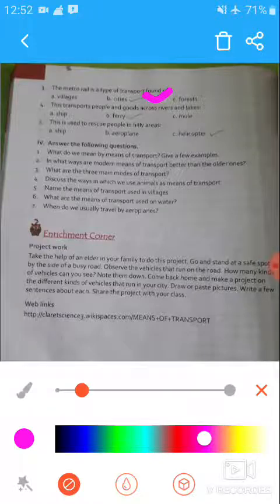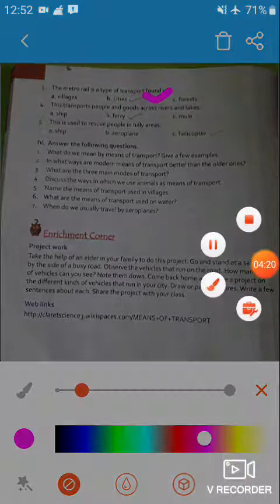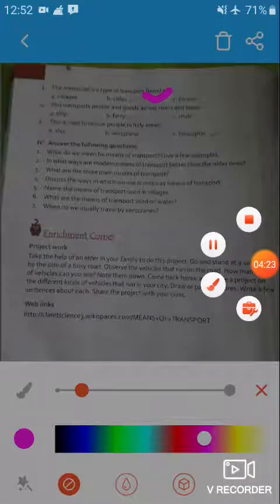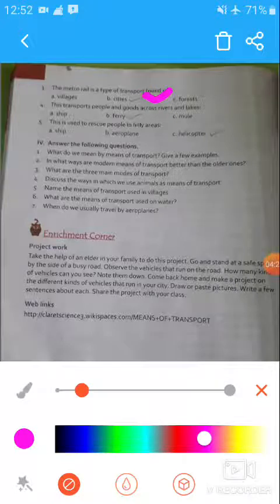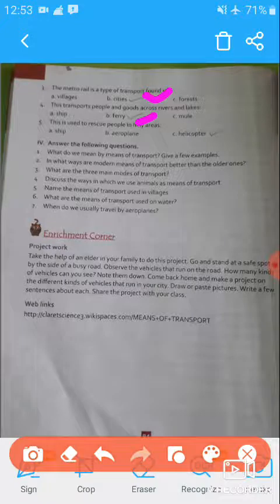Now let's come to question number 4: this transports people and goods across rivers and lakes. So students, these transports are called water transport, and the name of this transport is ferry. We use ferries to carry people and goods across water. A ferry carries people, vehicles and goods across rivers and lakes. So that means option B, ferry, is the correct answer.